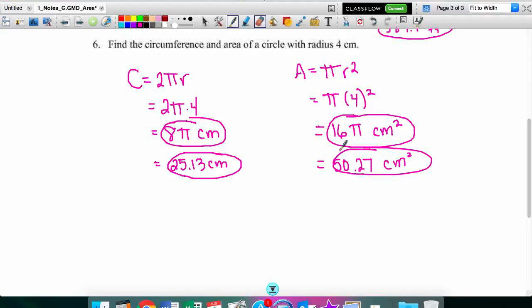As you can see, each problem in this particular section will be different, depending on the shape, depending on if the information is given or not. You may need to use the Pythagorean theorem, trig, or special right triangles to find any missing information.